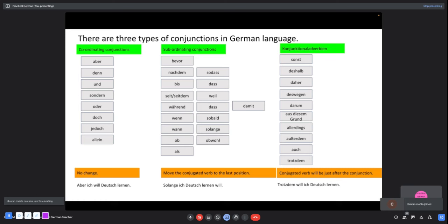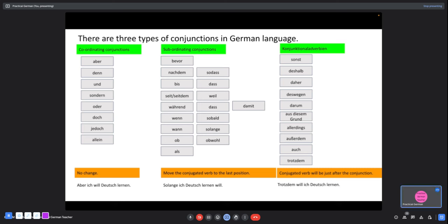"Oder" is "or". "Doch". It has no direct meaning, but whenever I ask you, can you swim? You can say yes or no, like "ja" or "nein". If I ask you, "kannst du nicht schwimmen?", can you not swim? Now the answer cannot be yes or no. The answer can be "doch" or "nein". Is it clear? So when the answer is "doch", you say "doch, ich kann schwimmen." There is no change in sentence structure.